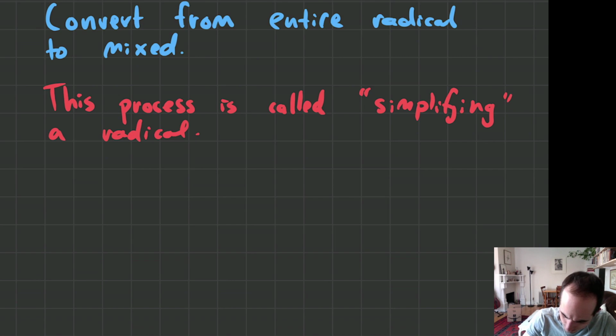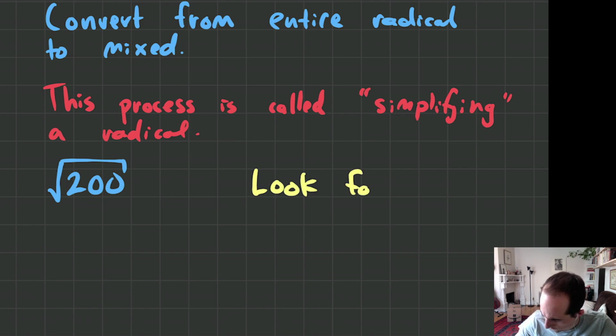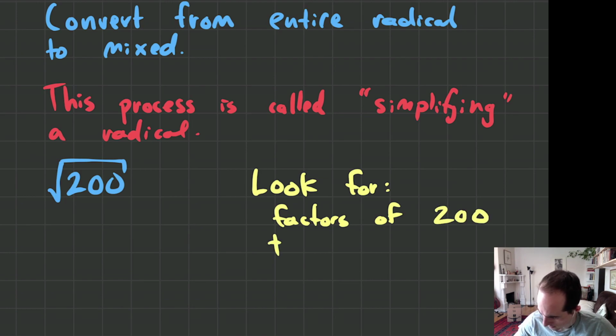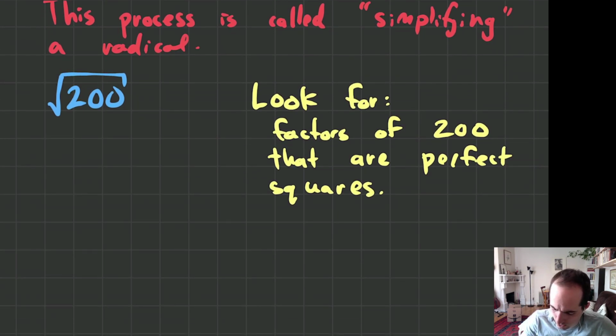So we'll do that with the square root of 200. What I'm going to be looking for here, I'll just write on the side, is this: we want to look for factors of 200 that are perfect squares. So we're looking for factors of 200 that are perfect squares.